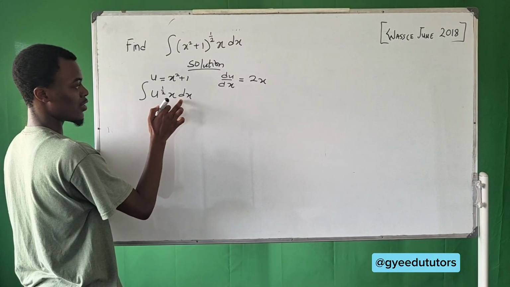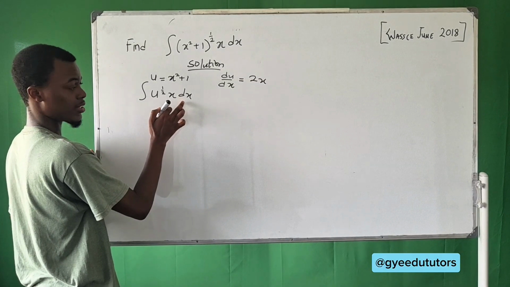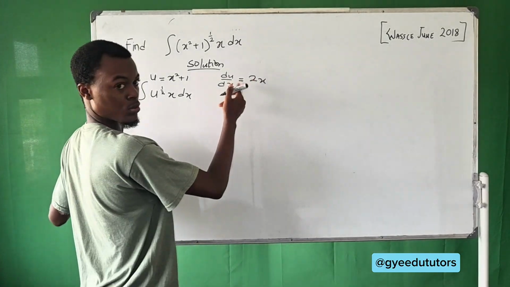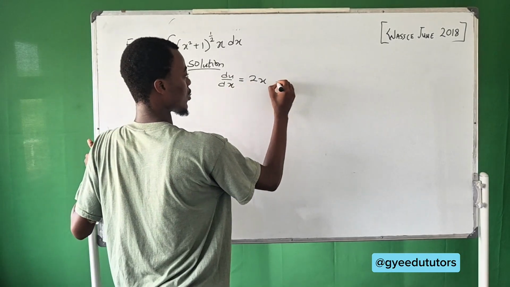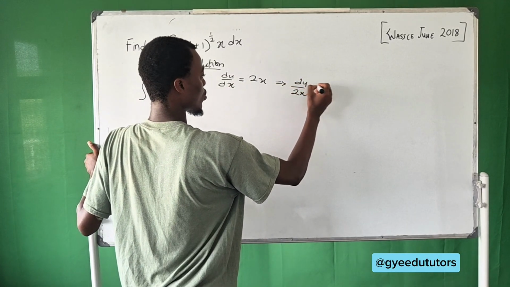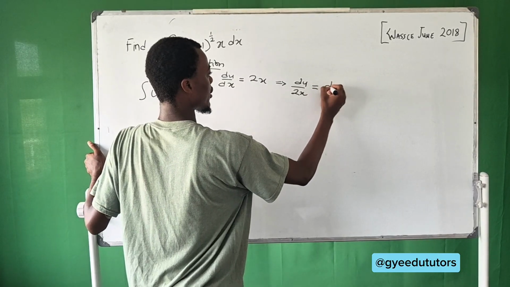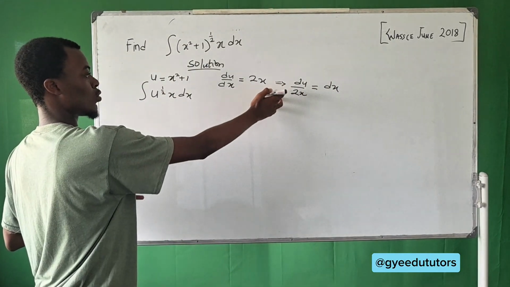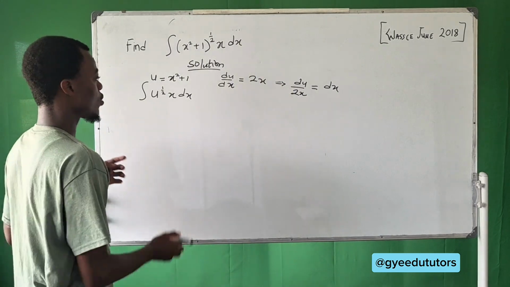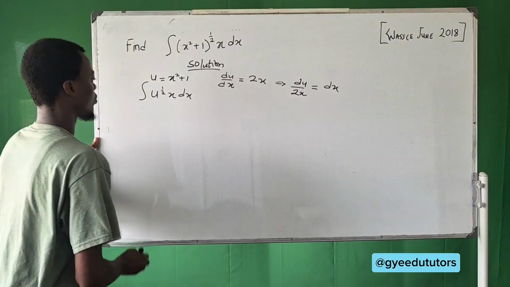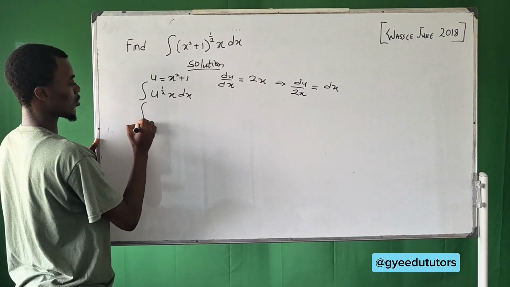So from here, we have the x here. You see, we have the x here. So we can represent this. This equation is the same as du over 2x, which is equal to dx. So now we can say dx is equal to du over 2x. So wherever we see dx, you can put du over 2x there.